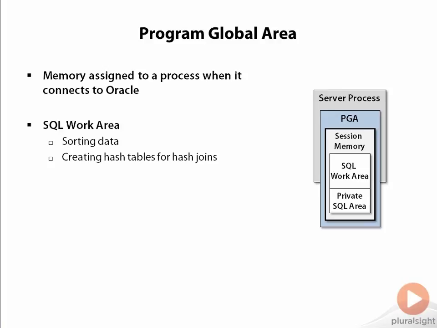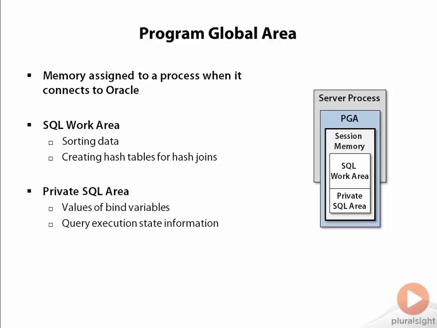The second area of session memory is what is known as the private SQL area that contains information relevant to SQL statements being run by this session. This includes information like the bind variables used in a SQL statement and state information about the SQL statement itself.